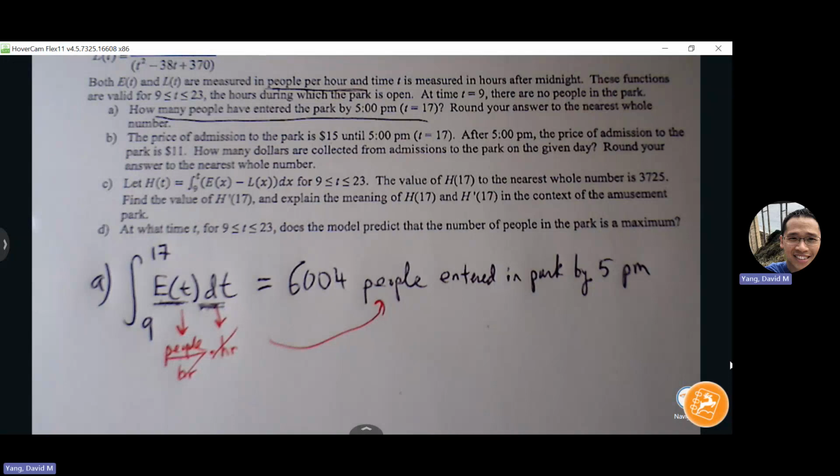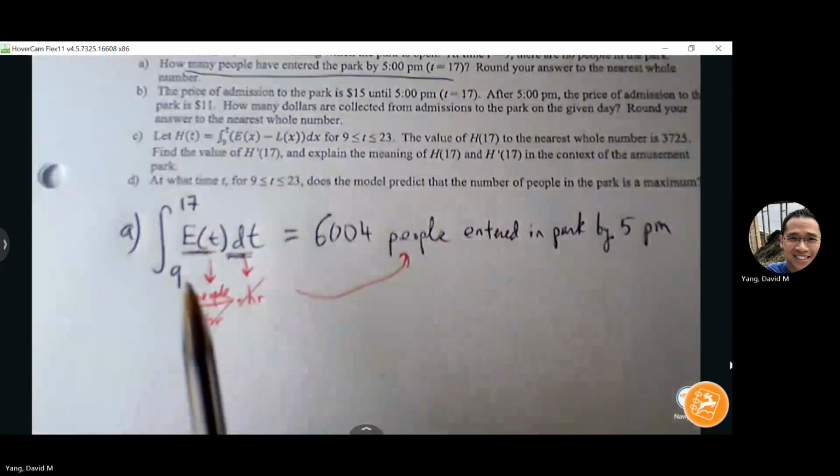So basically, we can figure out how much money is collected by doing this, right? Let's find the number of people who've entered the park by 5 p.m. Then what do we do to figure out how much for that group? Yeah, multiply by 15, right? And then separately, we can find the number of people who've entered the park after 5 p.m. and figure out how much we're going to collect from them, which is $11 per visitor.